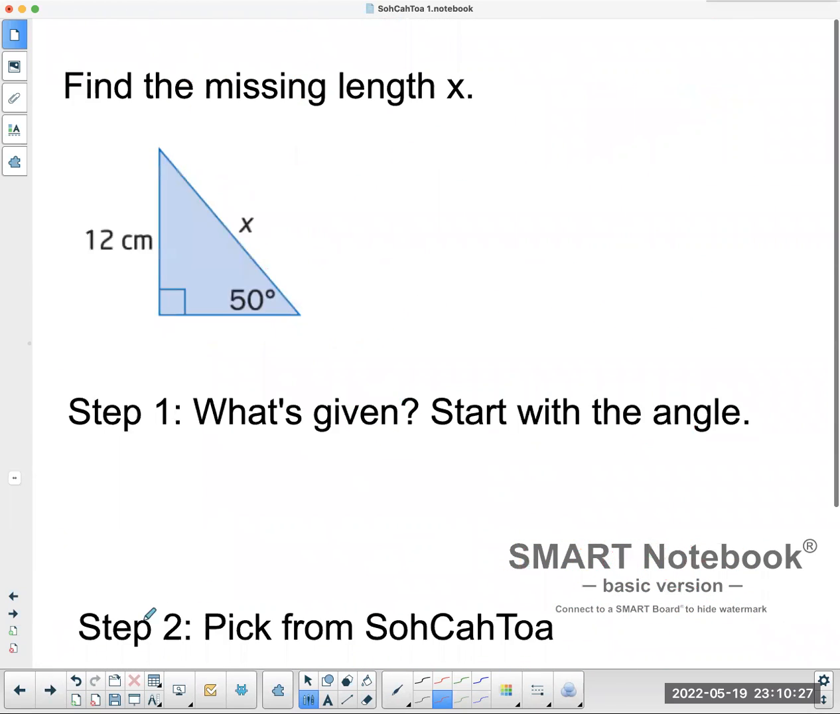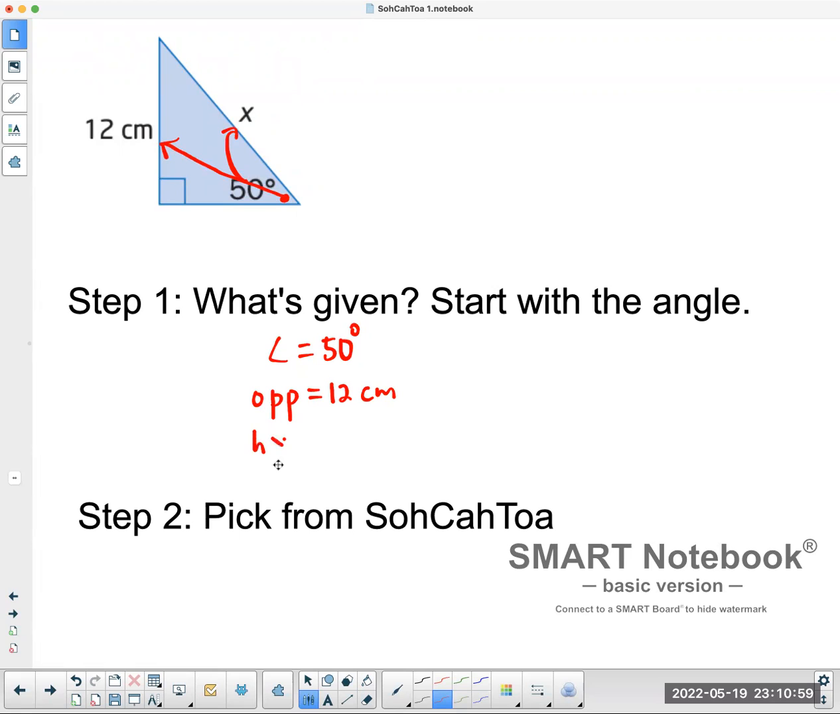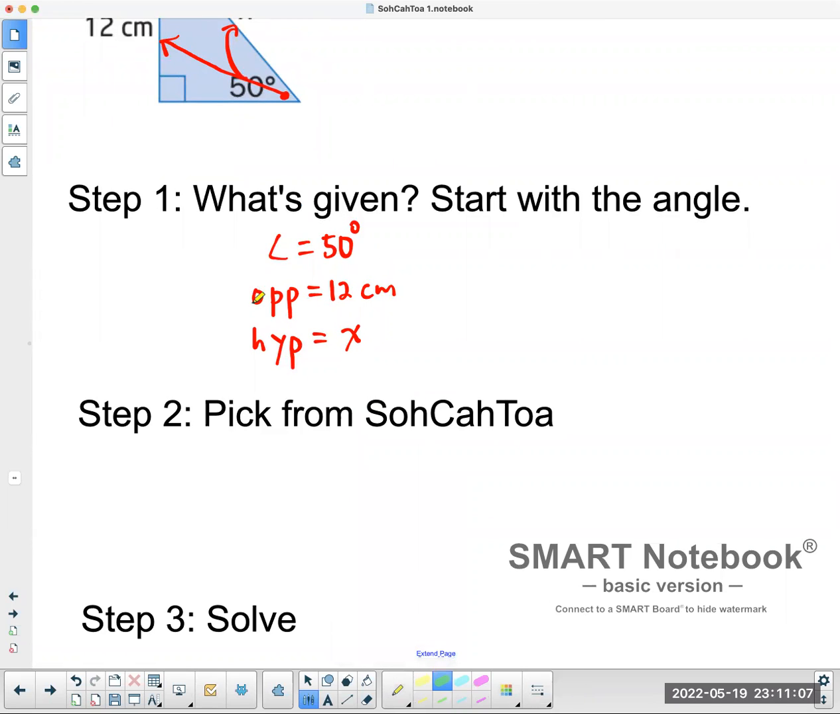Okay, well, let's try another one. Same 3 steps. We're solving for this unknown x. So let's write down what's given by the question, and we start with the angle. The angle given is 50 degrees, which means I'm standing right here. This side is far away from me, so the opposite side is 12 centimeters. I'm looking for x. X is over here. Well, this is the longest side of the triangle, right? It's opposite to the 90-degree angle, so that's the hypotenuse. The hypotenuse is x.